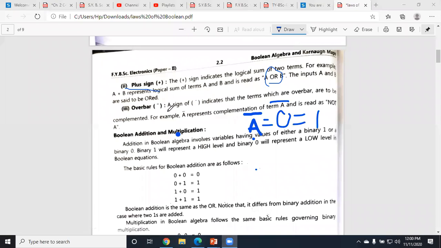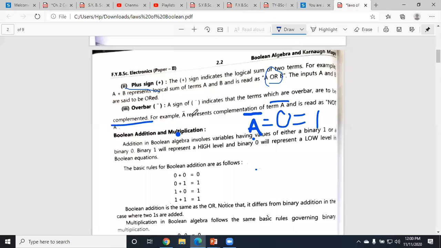So overbar is a sign that indicates the terms under the overbar are to be complemented. Whatever variable you have, if there is an overbar on that variable, then you simply have to complement that variable. What is complement? Again, inversion. If A is 0, then you complement it and the answer will be 1.